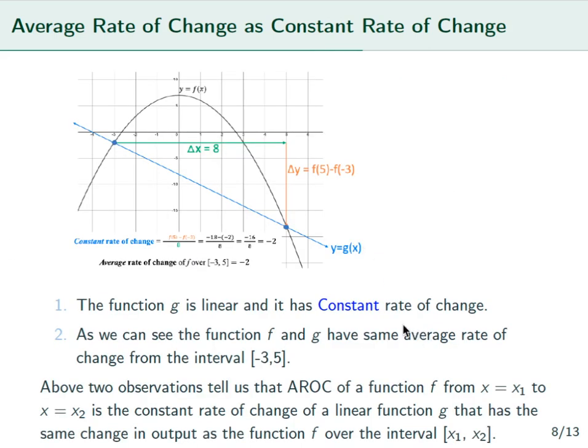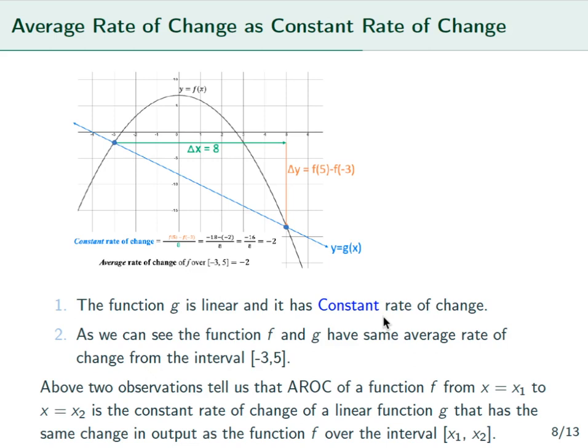So there are two observations. The function g is linear and it has a constant rate of change. Again, the blue graph is linear. And this constant rate of change can also be interpreted as the slope of this linear line. This linear line also has a name, called a secant line. So this blue straight line between 2 points is called a secant line.